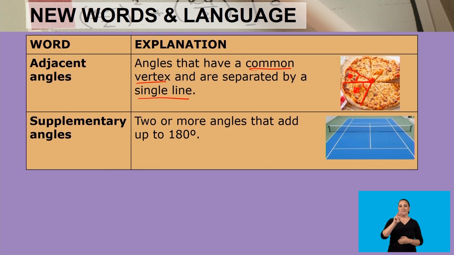Supplementary angles are two or more angles that add up to 180, and we said you can look at it from any different angle. We can look at it from even this angle here. There is an angle of 90 degrees there. There is an angle of 90 degrees there. We add those two and we get 180 degrees. So those are words that we now know what they mean.